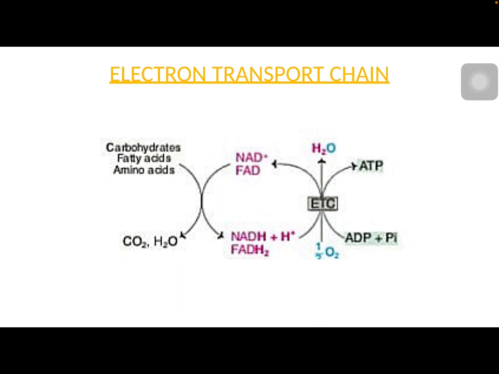When you go through this flow diagram, we can see carbohydrates, fats, and amino acids, which are ultimately converted to carbon dioxide and water during oxidation. In these reactions, NAD gets reduced to NADH and FAD gets reduced to FADH2. As far as NAD is concerned, free protons will be released. Those free protons are transported to the ETC and are used to form ATP molecules.